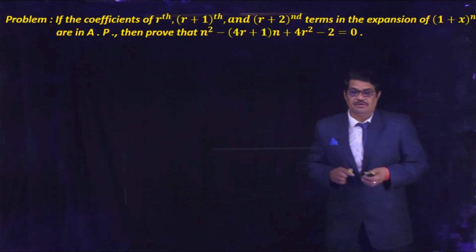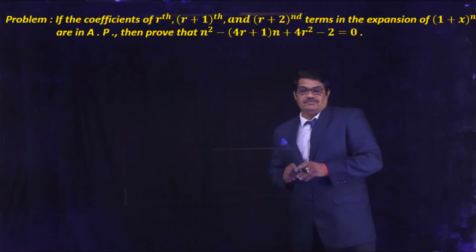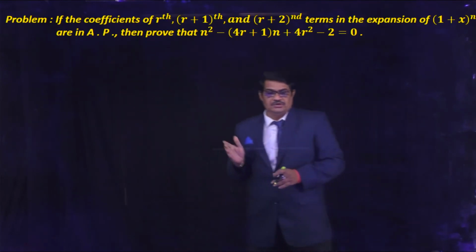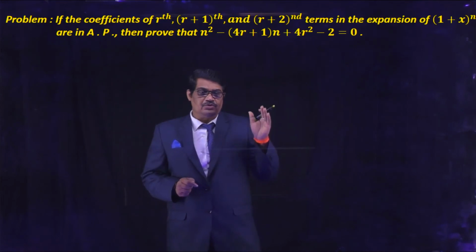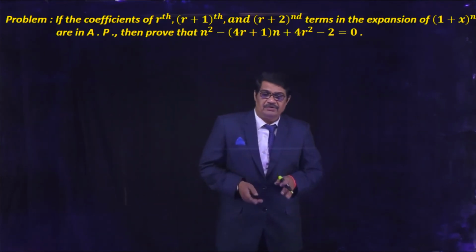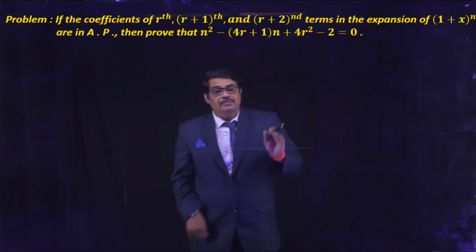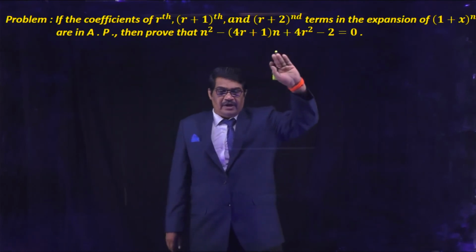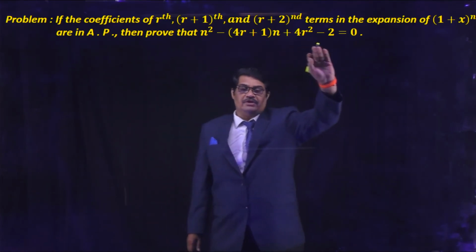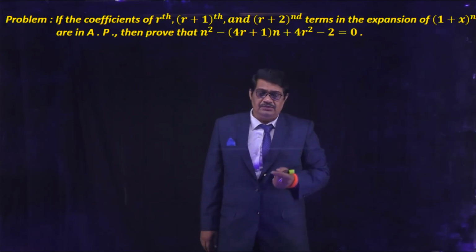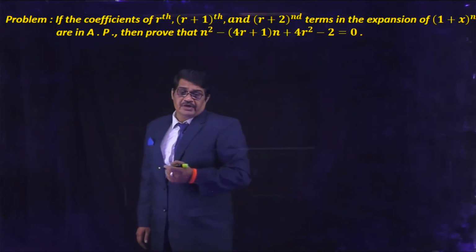See the next problem. If the coefficients of the rth term, r plus 1 term and r plus second term in the expansion of 1 plus x whole power n are in AP, that is arithmetic progression, then prove that n square minus of 4r plus 1 into n plus 4r square minus 2 is equal to 0. That is the result to prove.